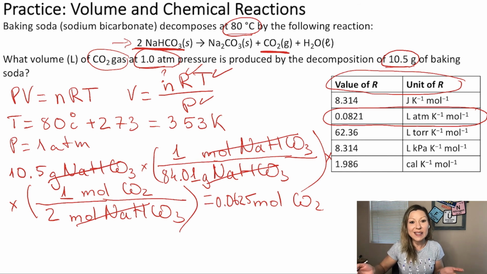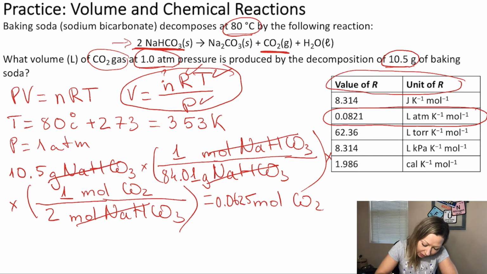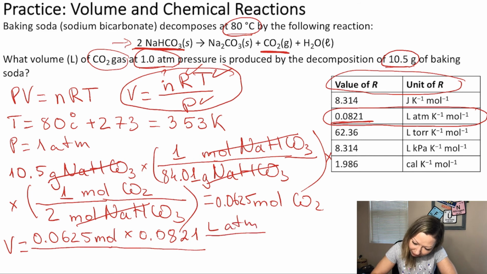Okay, so we have the number of moles. The last step is simply to plug everything into our equation up here. So the volume equals the number of moles, 0.0625 moles of CO2 multiplied by R, which is 0.0821 liter atm divided by kelvin times mole, and this multiplied by the temperature, 353 kelvins, and divided by the pressure, which is 1 atm.